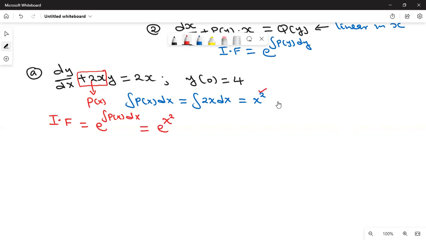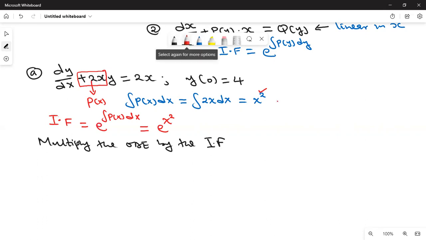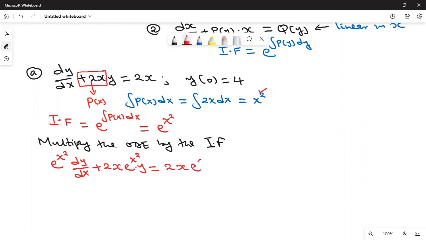So now multiply the ODE by the integrating factor on both sides. So what are you going to get? It will be exponential x squared dy dx plus 2x exponential x squared y is equal to 2x exponential x squared. So that's what we have.